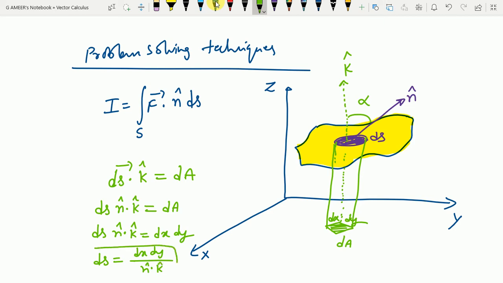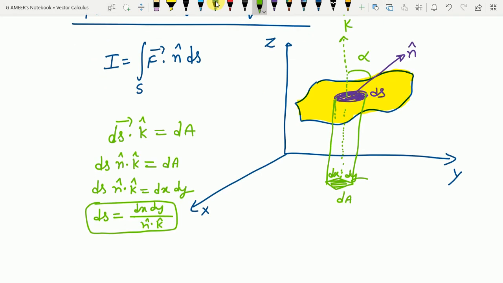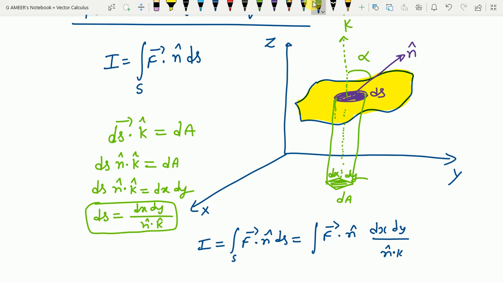So when I take the projection in the xy plane, the integration will be like this. Therefore our surface integration of f dot n cap ds will be equal to the surface integration of f dot n cap, no change in n cap, but in place of ds I can write dx dy by magnitude of n dot k cap. So this is the projection in the xy plane.